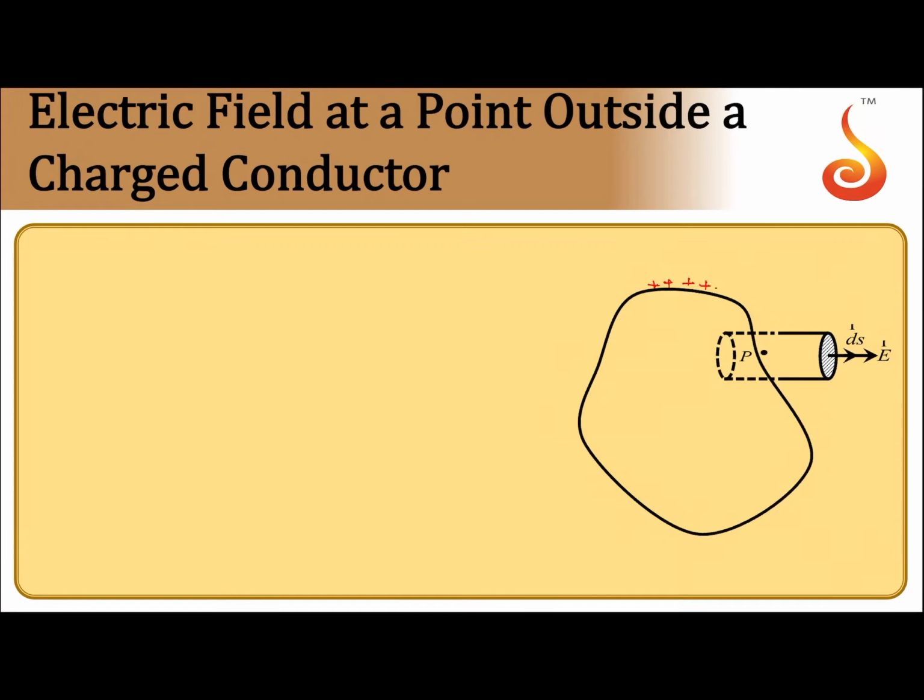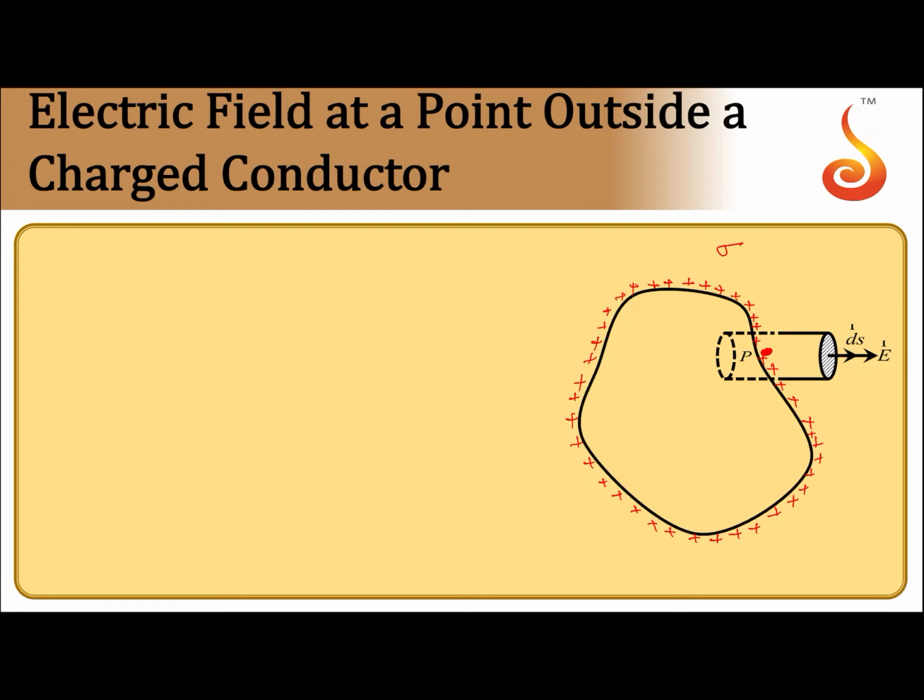Charges distribute on the surface of this conductor. They are distributed on the surface of this conductor. Let us say the charge density of these charges is equal to sigma. Sigma is the charge density of these charges. For convenience, let us assume the charge to be positive charge. Now, my intention is to calculate the electric field at point P just outside the conductor.